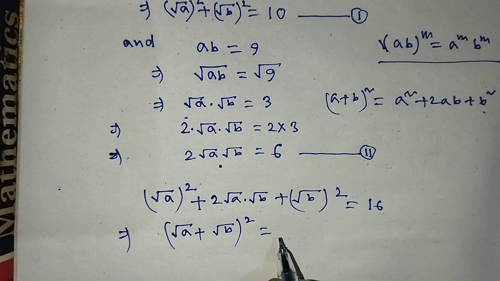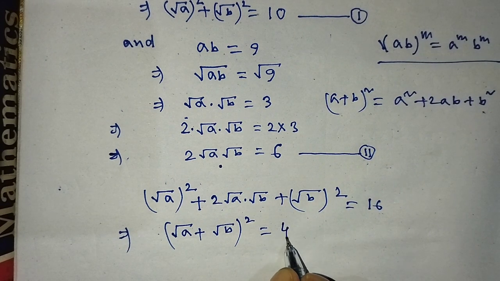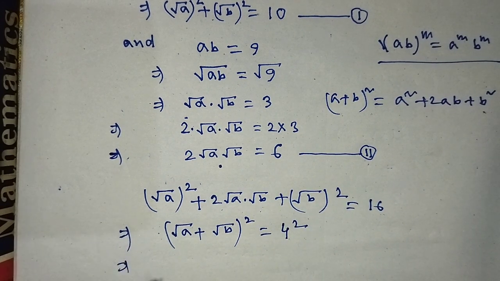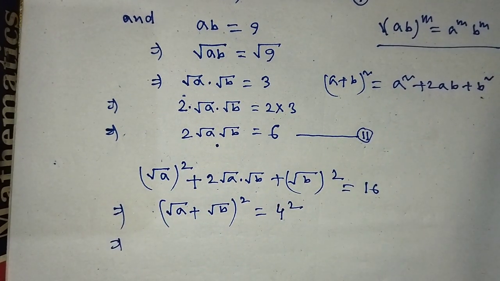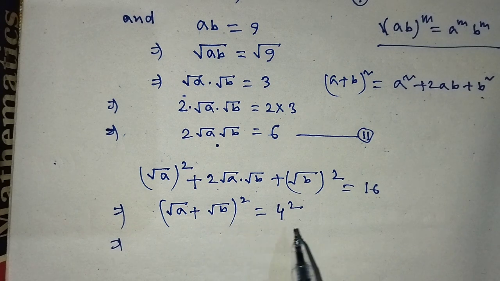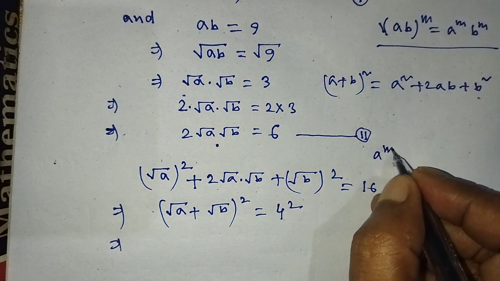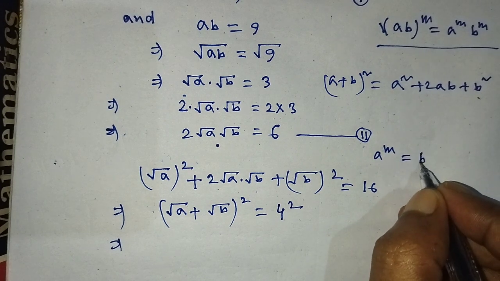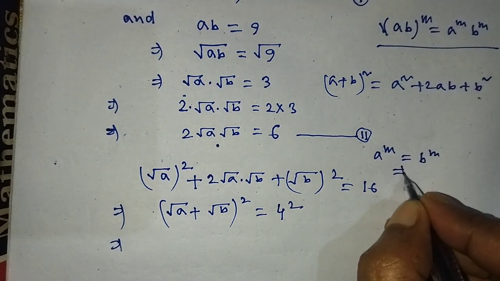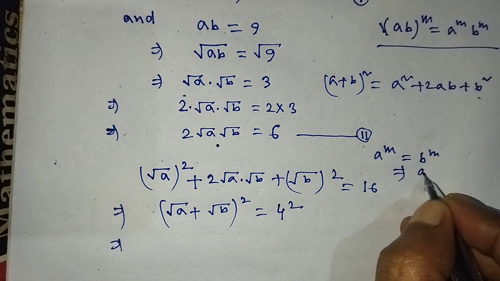So on the right hand side we have to write 4 square. Okay, so student, after that to find the value of root a plus root b from this equation, we have to apply the formula: a to the power m is equal to b to the power m implies that a is equal to b.